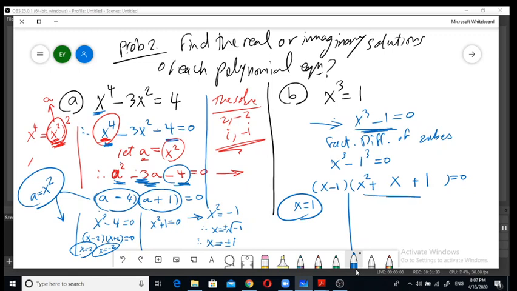And here by factoring or by quadratic formula, we have x squared plus x plus 1. We need two numbers multiplied to 1 but add to 1. Actually, in real numbers, we don't have two numbers multiplied to 1 and add to 1. So we are going to use the quadratic formula.